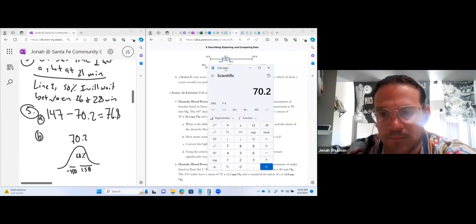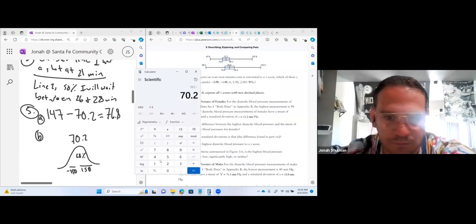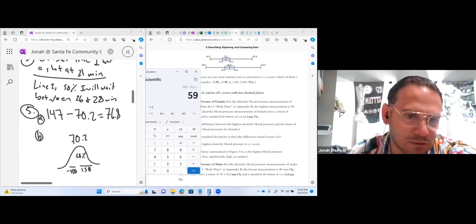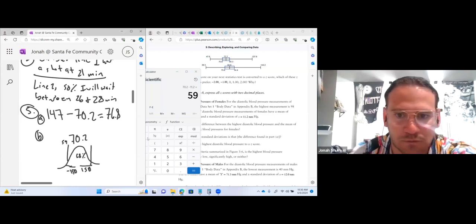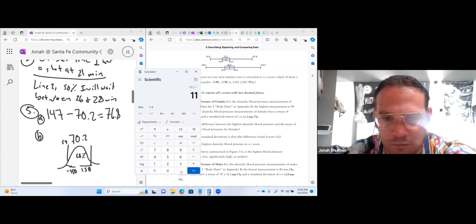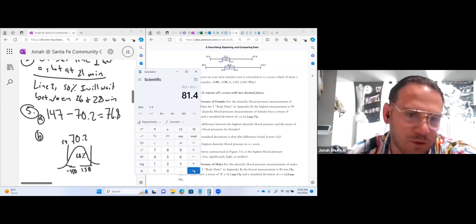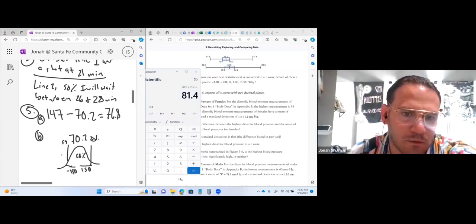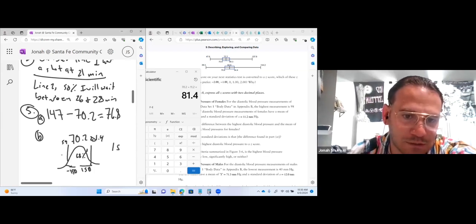70.2 minus 11.2 is 59. So that's one standard deviation away. And one standard deviation positive will be 70.2 plus 11.2, which is 81.4. We're right here at 76.8. So we are one standard deviation away from the mean. Cool.